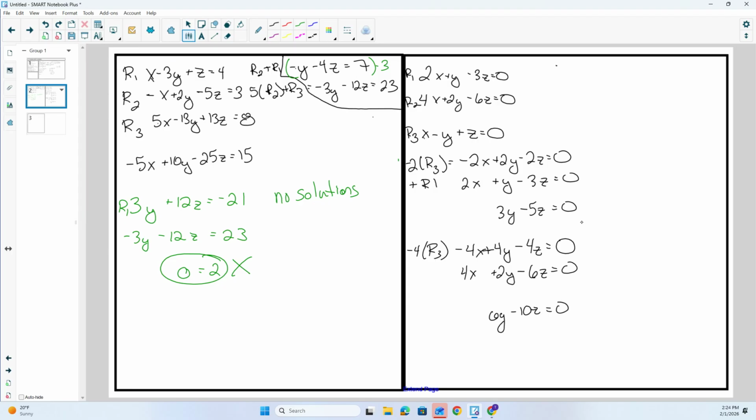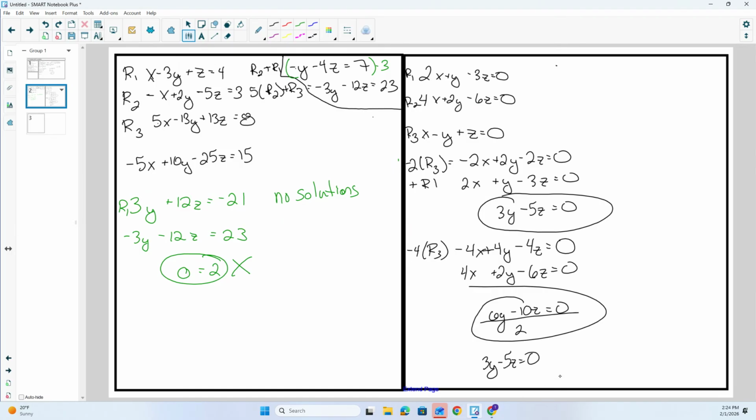Okay, well, I hope you notice something. So those two are the same exact equation. Because if I were to divide this whole thing by 2, this would give me 3y minus 5z is equal to 0. And this would be an infinite solution.